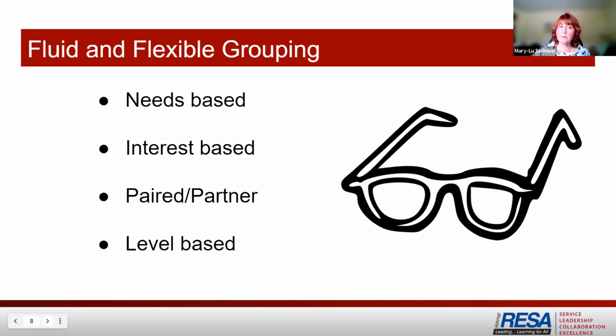So knowing that there's a variety of grouping, flexible grouping, that are fluid, because we never want to place students in situations where they're locked into a group and never know when their exiting date is. So thinking about that, those terms flexible and fluid when we're talking about groups.